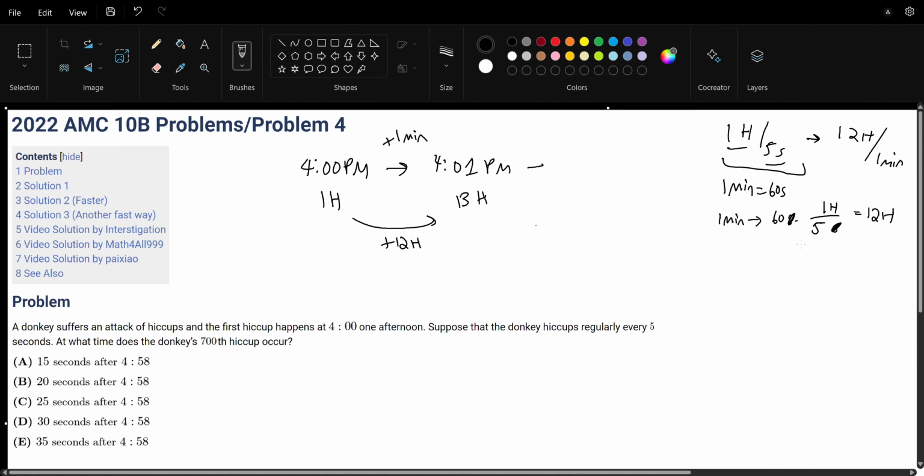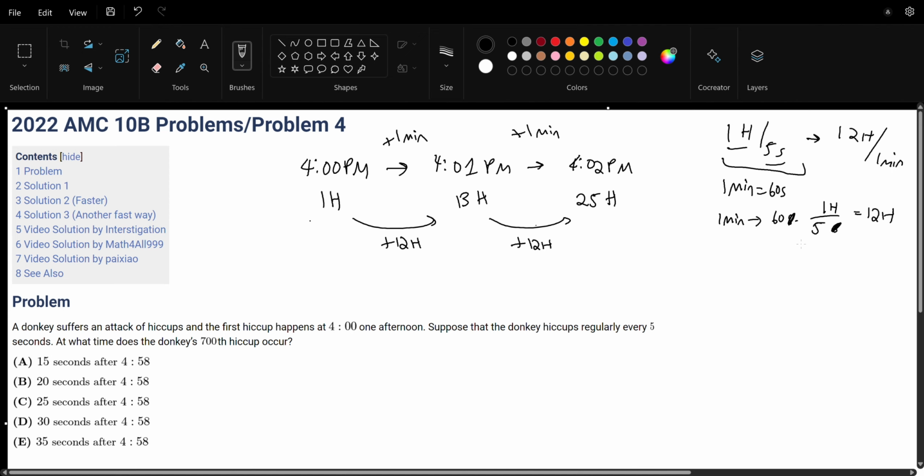So now you see where this is going, because the rate at which the donkey hiccups is constant. So that means the amount of hiccups that increase every minute must also be constant. We add 12, and then we add 1 minute here, so therefore that's 25 hiccups. So what happens at the 700th? When does the 700th hiccup occur?